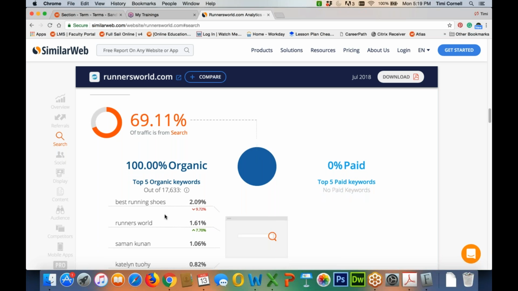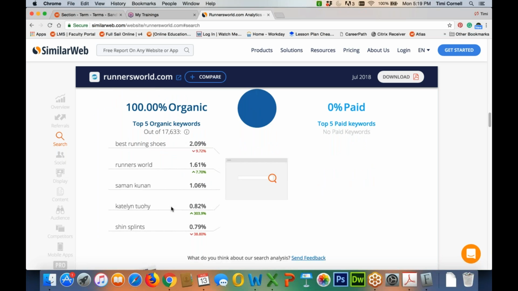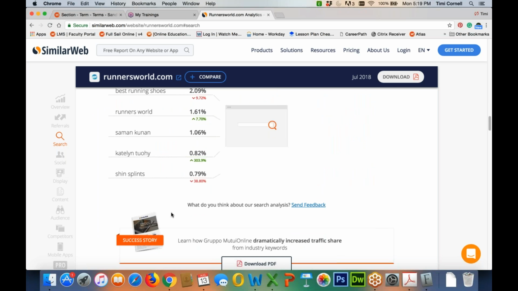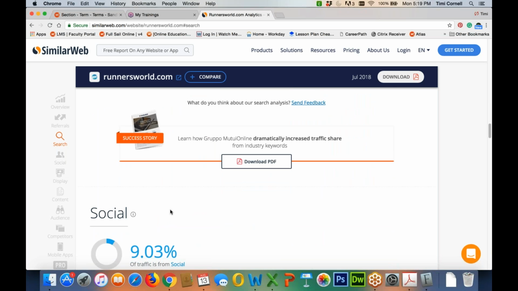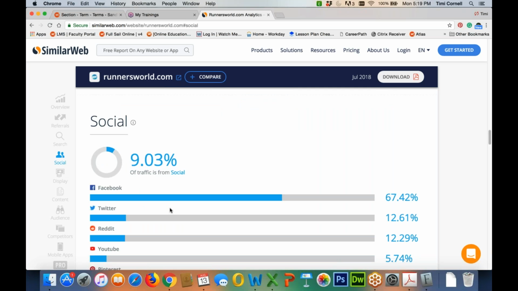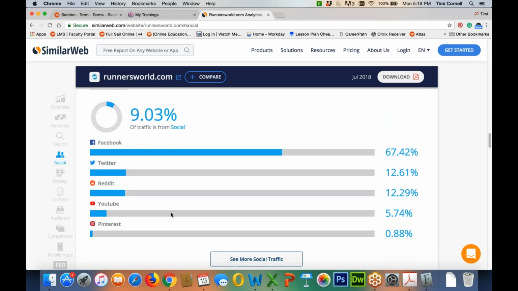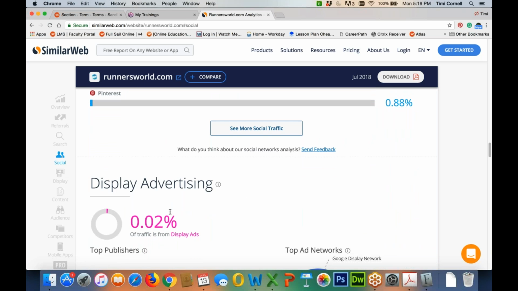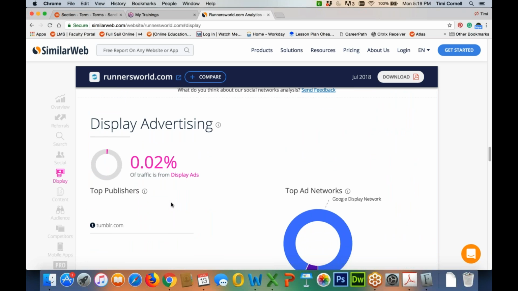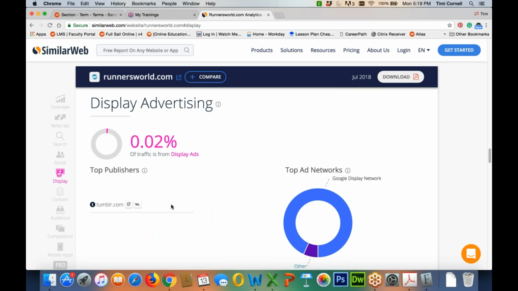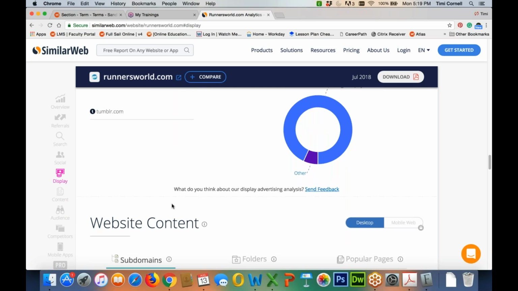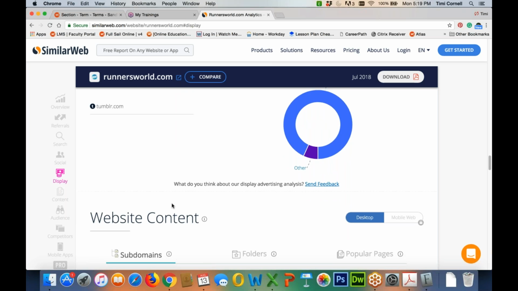That's a positive sign for me because people are coming here to look for gear, which is great for Adidas. And of course, we can see if they get any social media traffic. Most of it comes from Facebook, it looks like. And they get very little traffic from display ads. Once again, display ads with our broad and targeted campaigns are usually not going to produce a ton of clicks or traffic.